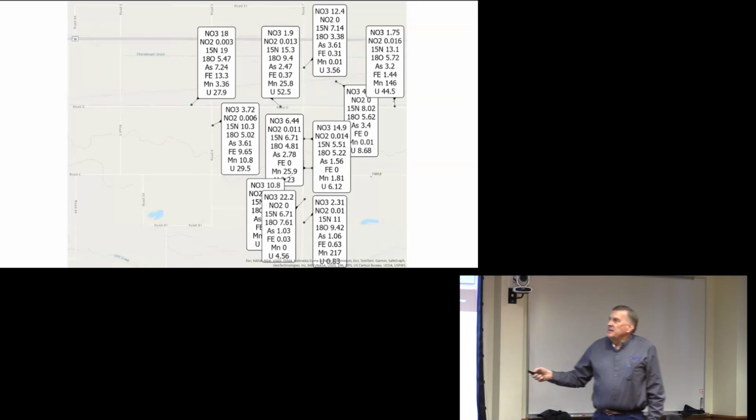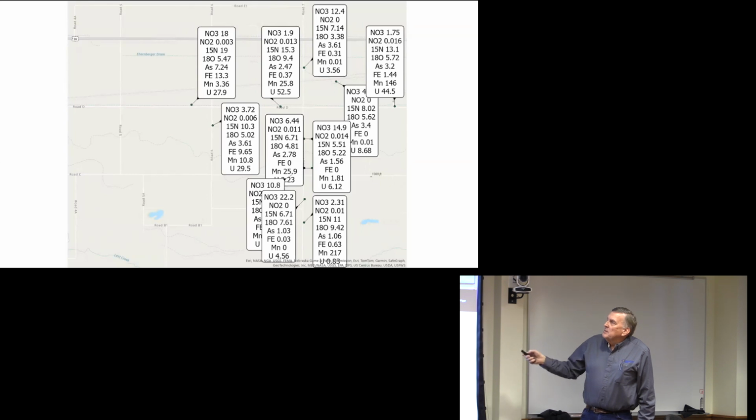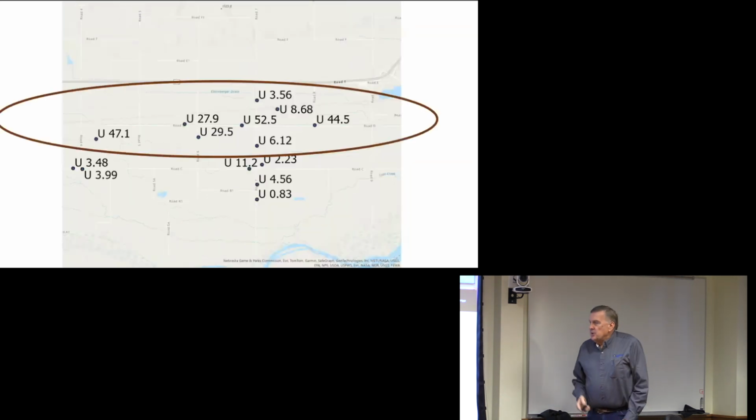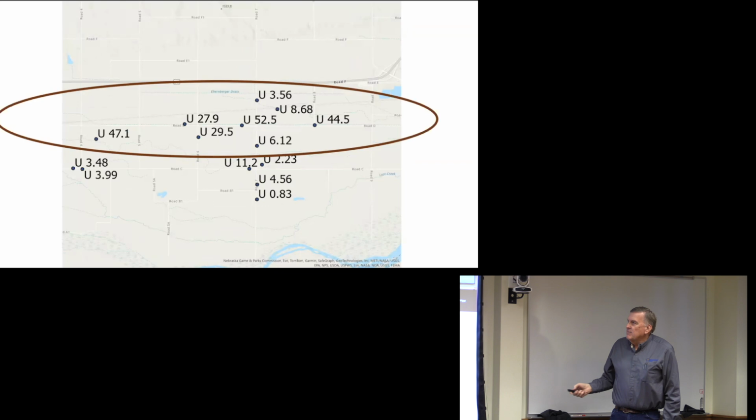Then we started looking at NO3, NO2, 15N, 18O, arsenic, iron, magnesium, and uranium. Then that's when we started seeing there's a 52, 44. But the farther we went north, the uranium went down. The farther we went south, the uranium went down. So we just did uranium by itself.